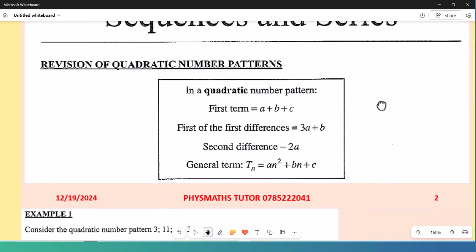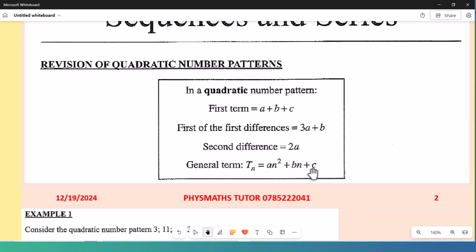includes the following. In a quadratic number pattern, you must note that the first term is given by a plus b plus c, then the first difference is given by 3a plus b, and then the second difference is given by 2a. Then the general term is Tn equals an squared plus bn plus c.